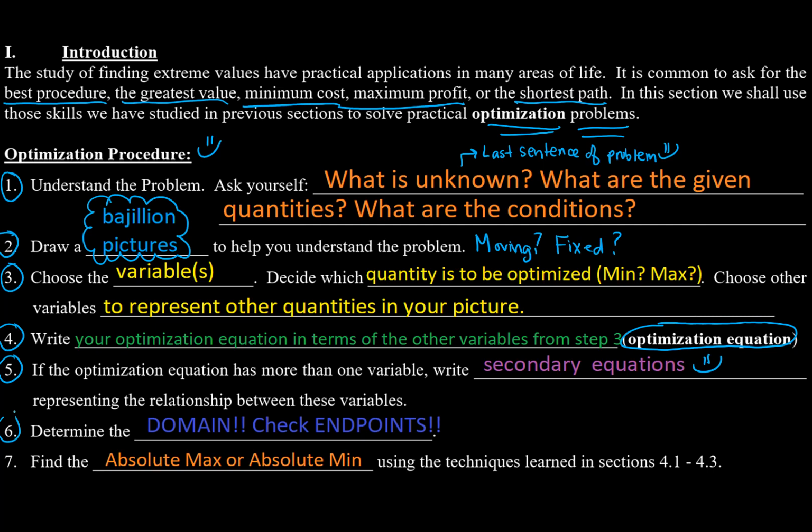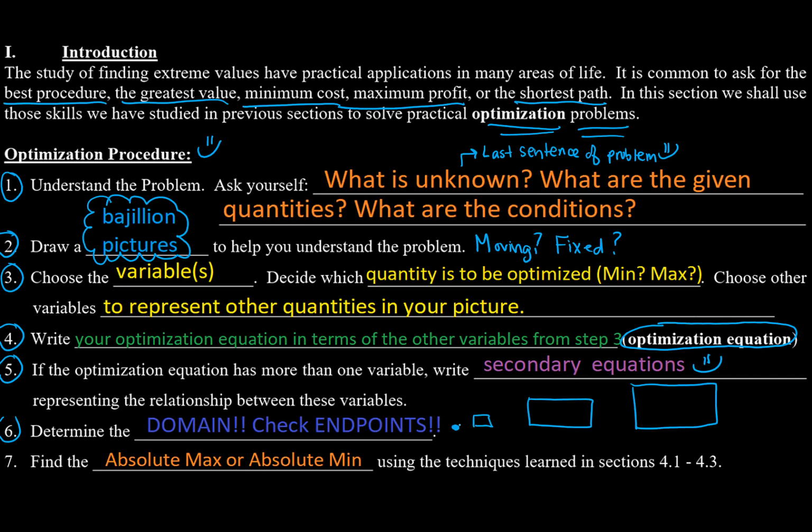Next, you're going to determine the domain of the problem. The reason we want the domain is because you have to check the endpoints. Remember, we're looking for an absolute max or min, sometimes on a closed interval. So let's say you have a square or a rectangle problem. You're going to look at the smallest rectangle possible, and keep growing it until you have the largest rectangle possible. But keep in mind, the smallest rectangle possible is a rectangle of width 0.